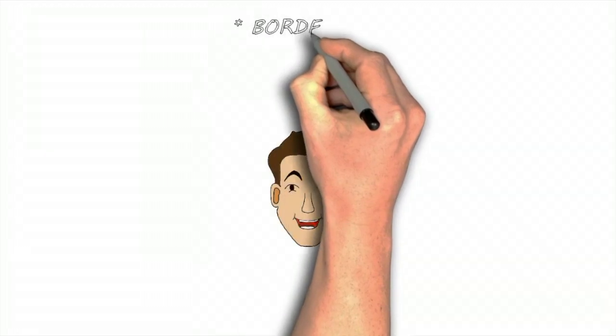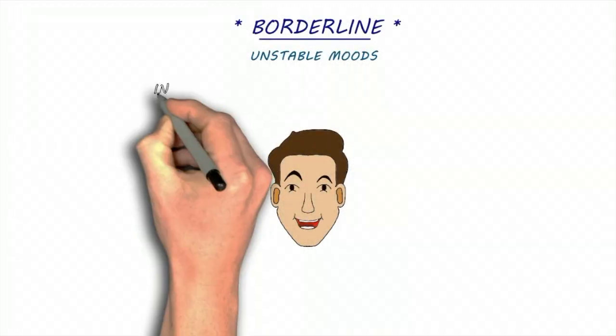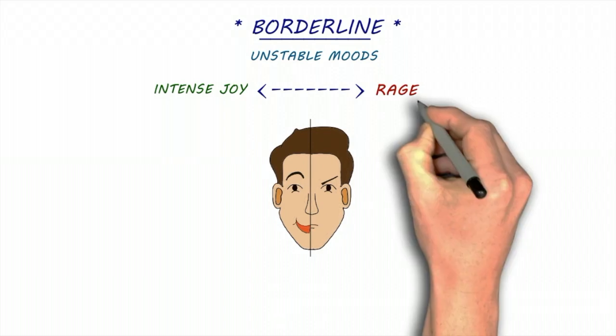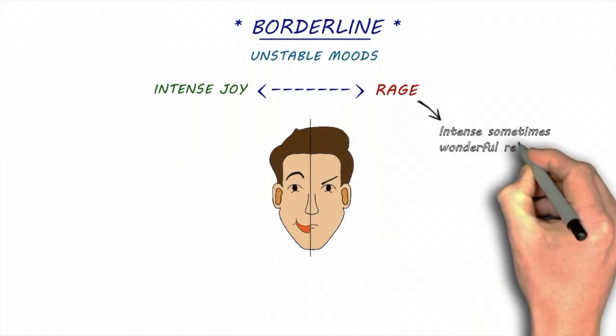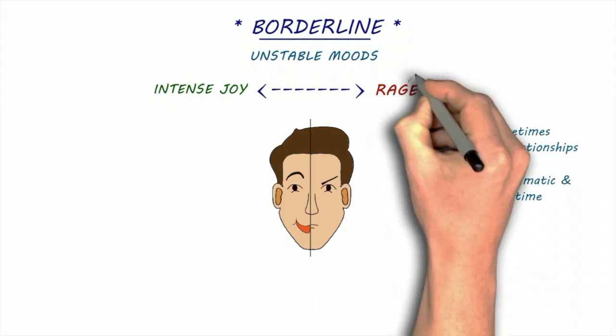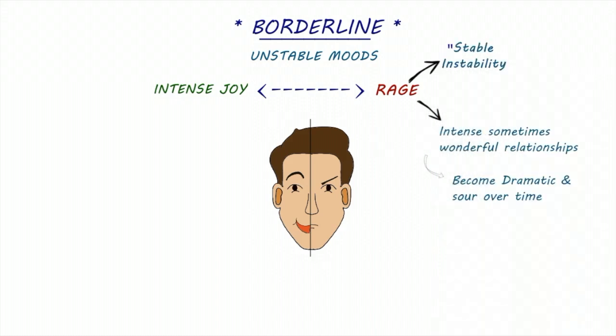Next up is borderline personality disorder, which is where individuals have unstable moods. They go from intense joy one minute to rage the next minute, and this leads to intense, sometimes wonderful relationships that generally become dramatic and sour over time. This pattern is sometimes called stable instability because the only consistent thing is instability.